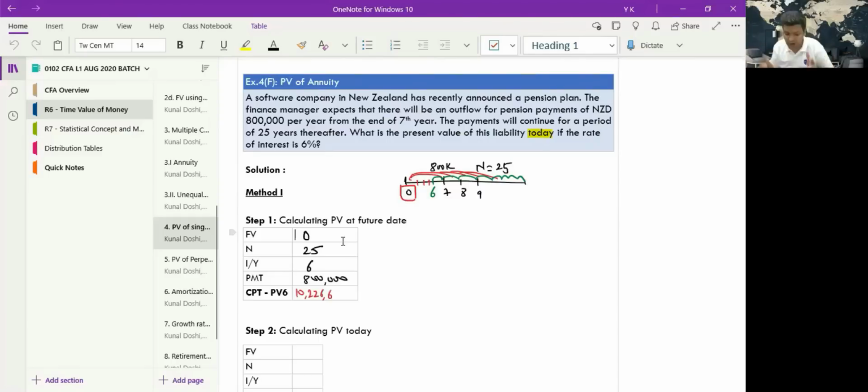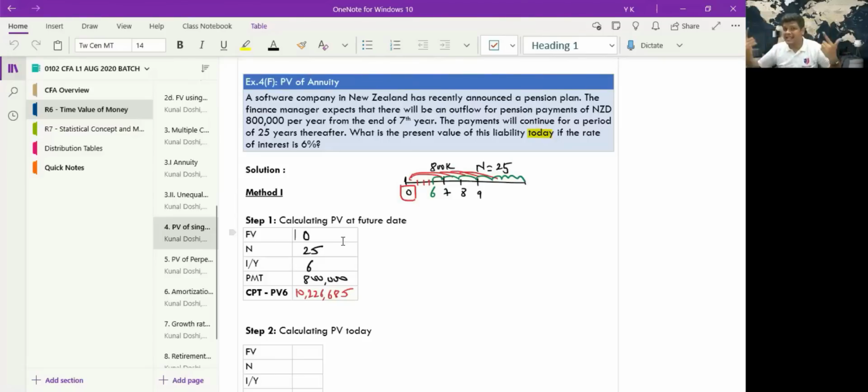10,226,684.93, right? I'm just rounding it off. Yes, 2685. Everyone with me on this? What did I do? In my first step, I'm calculating the present value of all the next year's cash flow.